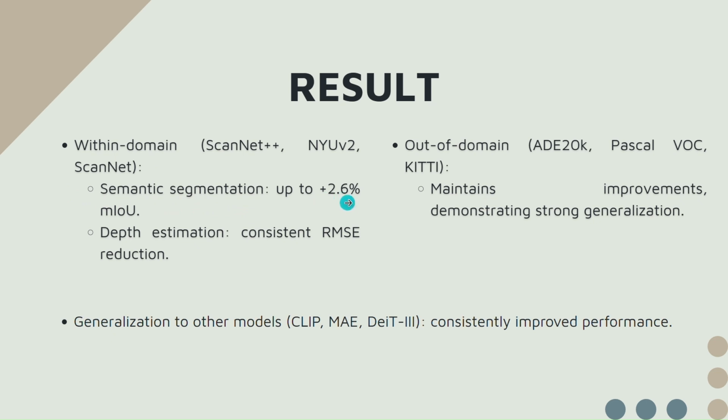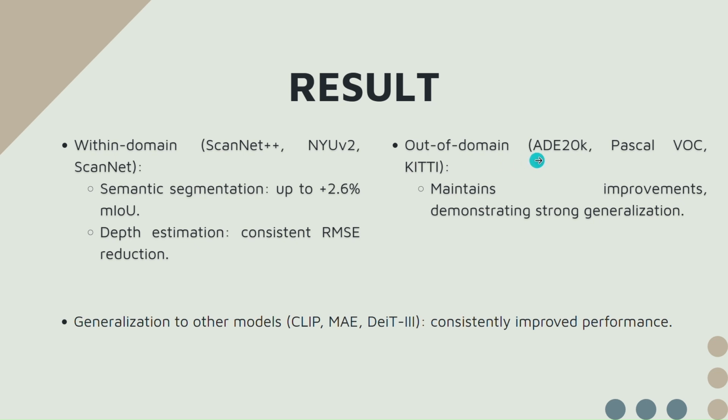For semantic segmentation, it achieved an increase of up to 2.6% in mIoU, which is quite significant given the maturity of these benchmarks. In terms of depth estimation, the model consistently reduced RMSE, leading to more accurate and reliable depth predictions. What's even more impressive is the performance on the out-of-domain datasets.